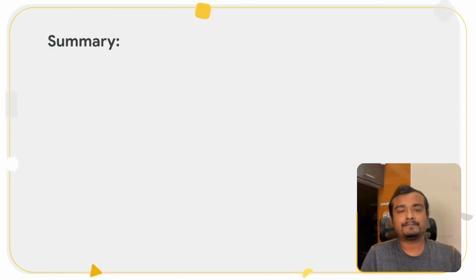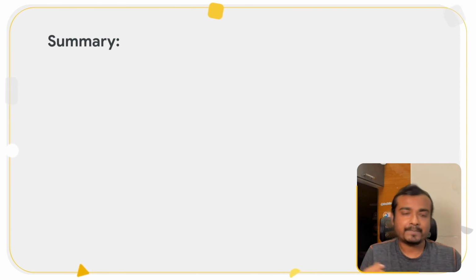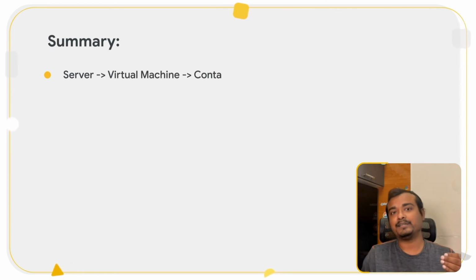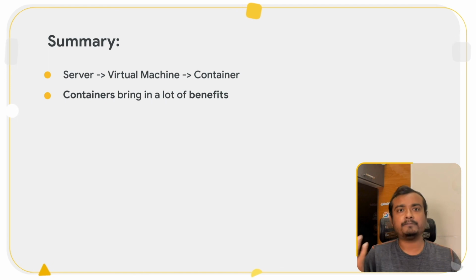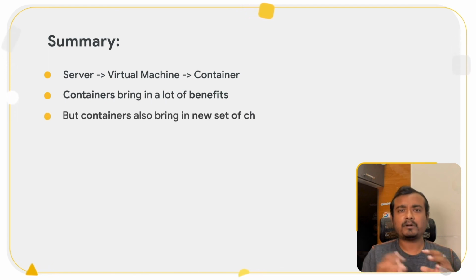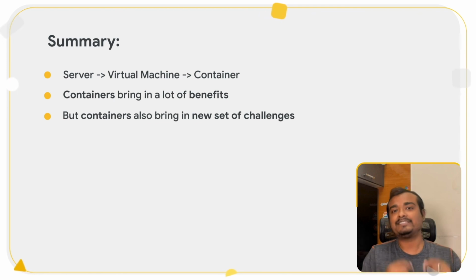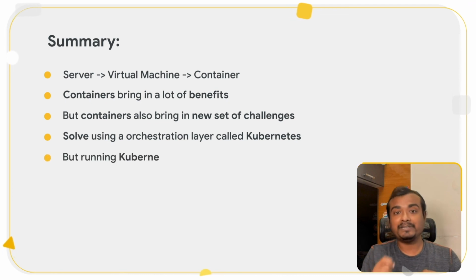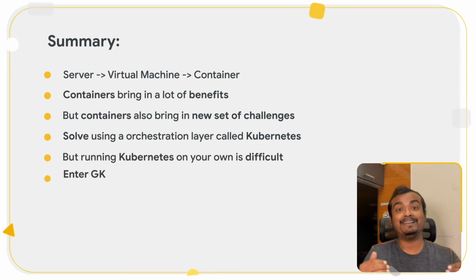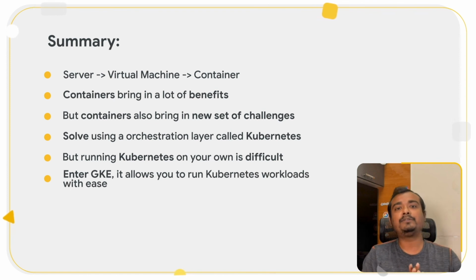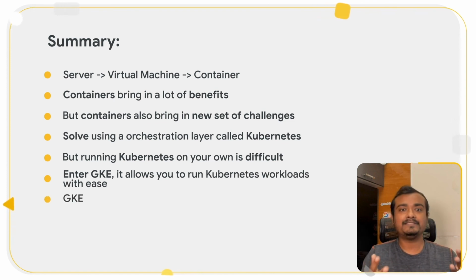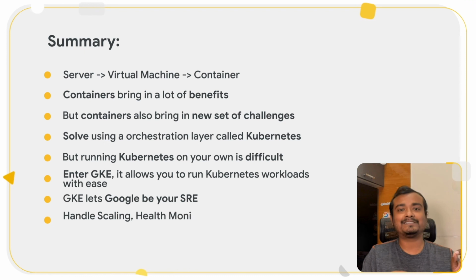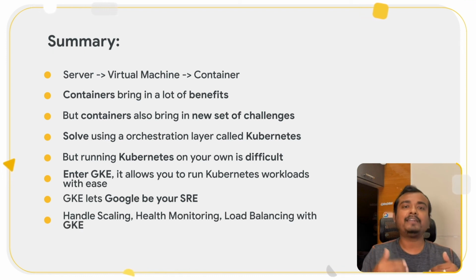So to summarize what we spoke about today, back in the day we had servers, then came virtual machines and containers. Containers did bring in a lot of benefits, but containers also brought in a new set of challenges. And those challenges can be solved by using an orchestration layer called Kubernetes. But running Kubernetes on your own is very difficult. Enter GKE. It gives you a way to run Kubernetes workloads with ease. GKE lets Google be your SRE and handle important things like scaling, health monitoring, and load balancing.